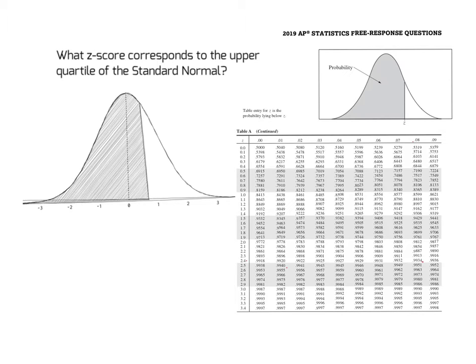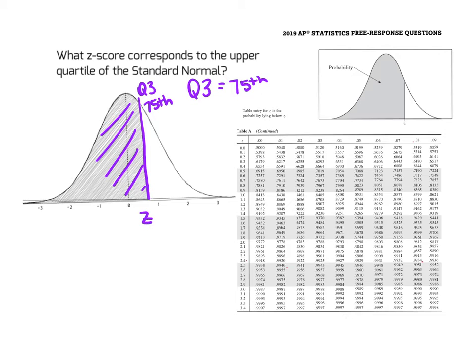In this first example, it asks us what z-score corresponds to the upper quartile of the standard normal. Remember, the upper quartile is referred to as Q3, or we can call it a percentile. It is the 75th percentile. So if I draw a standard normal curve, I want to find where 75% of the values are less than or equal to. This right here is what we call Q3, or the 75th percentile. Notice there's 75% of the values that are lower than this particular value. So I want to find the z-score.